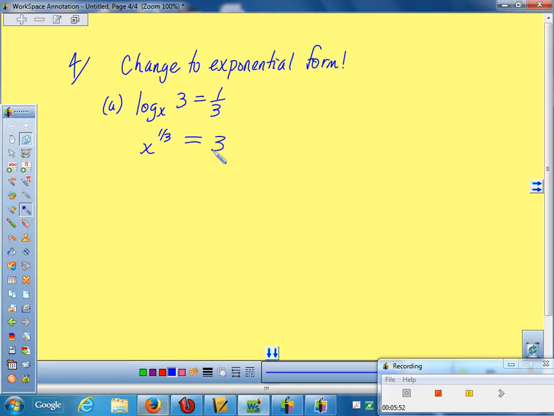Now, how do we get rid of a 1/3 power? Don't forget, inverse. The easy way, if you've got a 1/3, what would make a 1/3 cancel? So I would have to do the same thing to the other side, take it to the third power. Those cancel, and x equals 27.